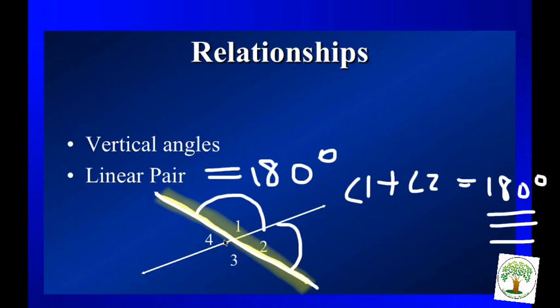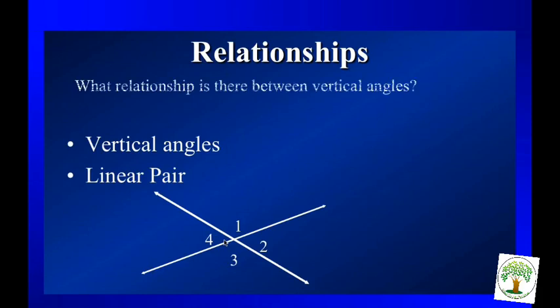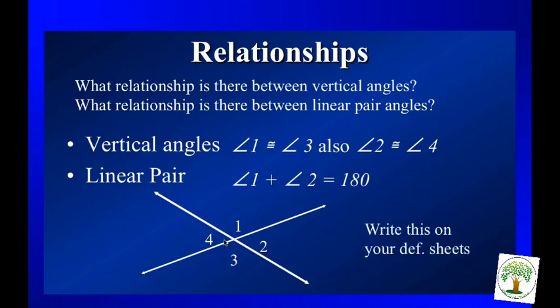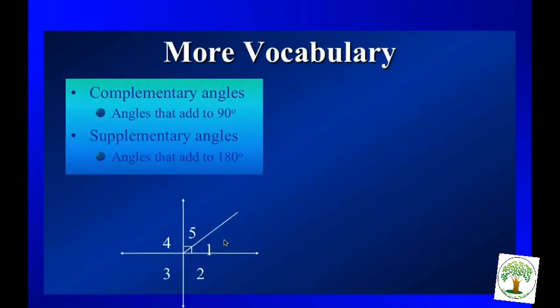Okay, now we're going to move down to the bottom. Some words: complementary and supplementary. We already did all this. You can put some pictures on your definition sheets too. We talked about complementary and supplementary a minute ago. Complementary angles add up to 90 degrees.